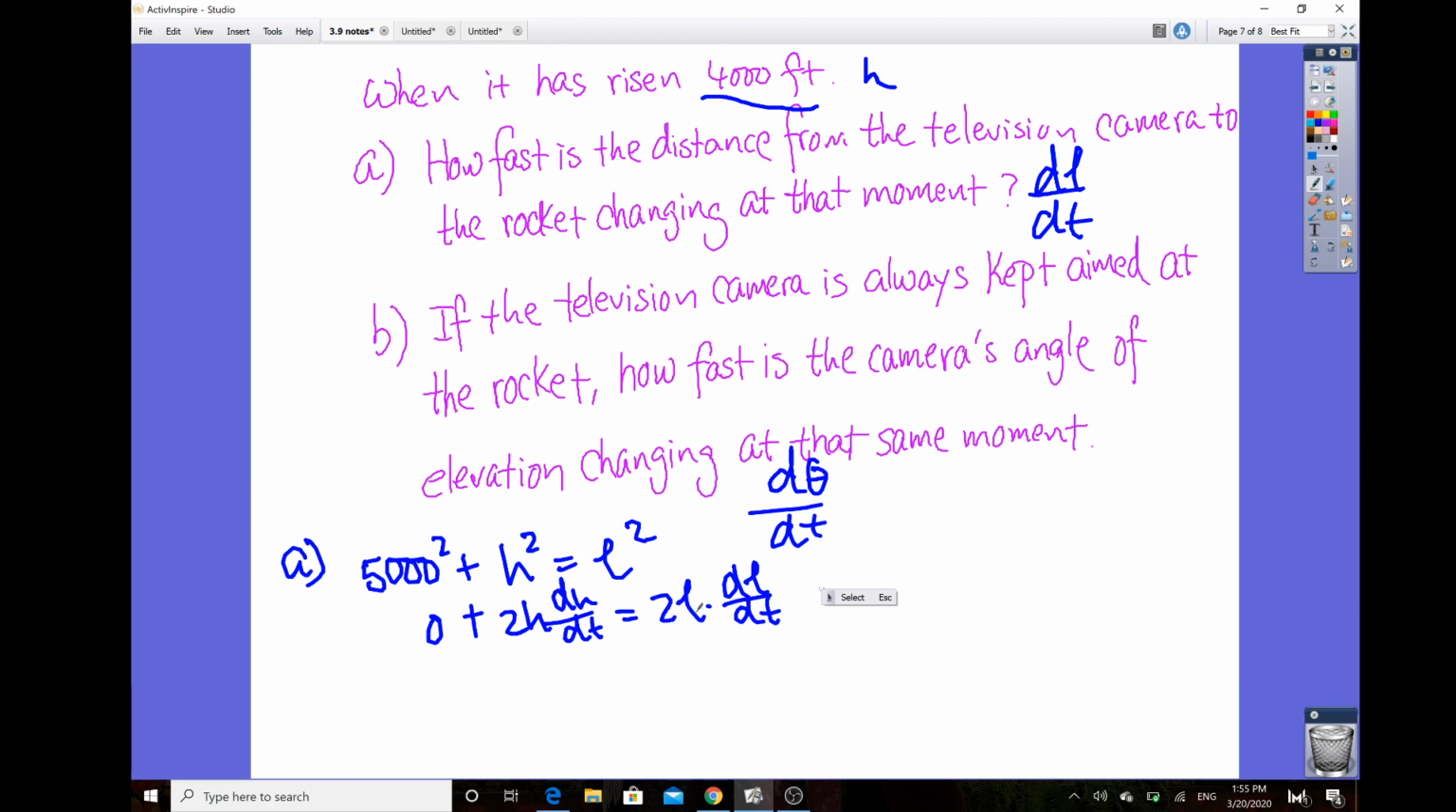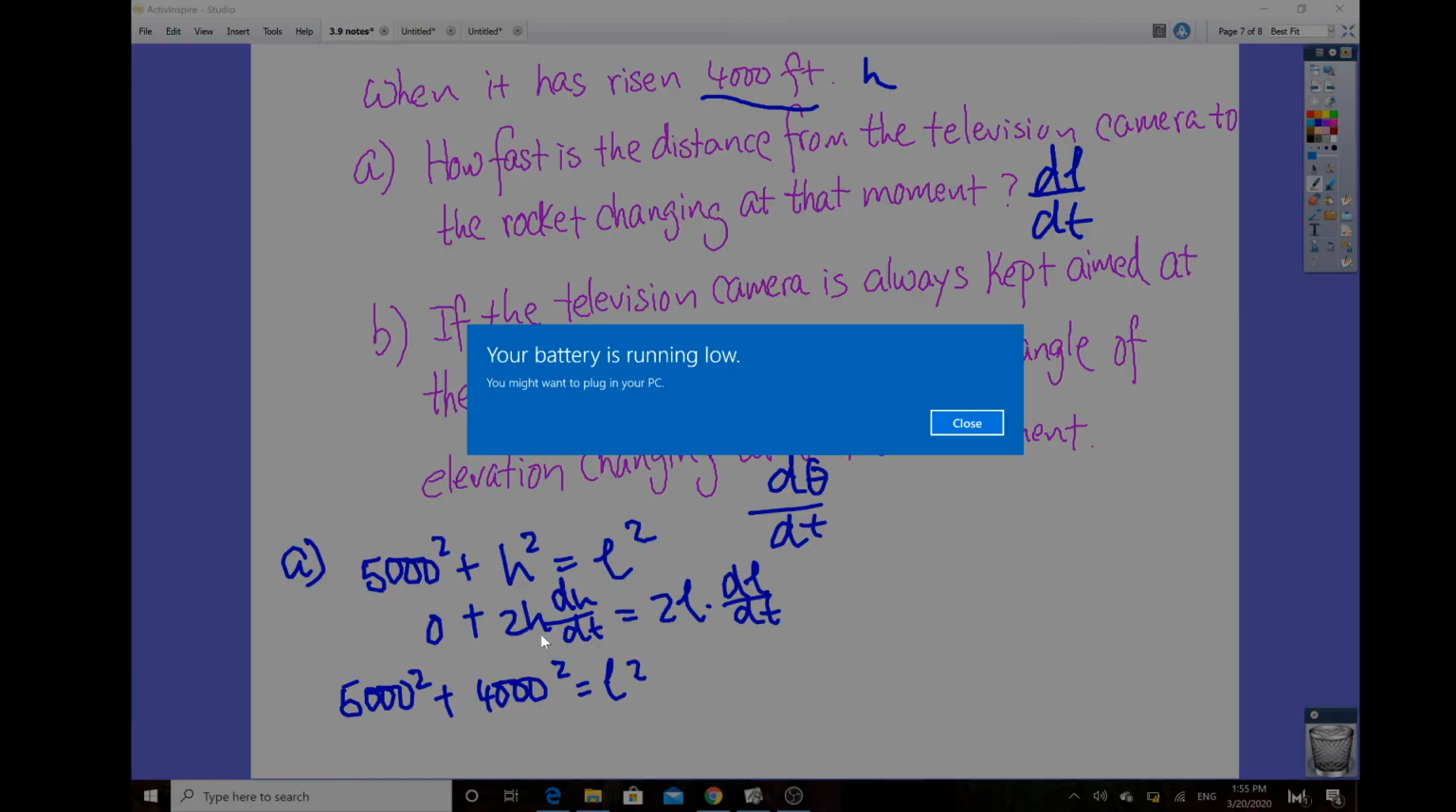And for those of you wondering how to solve for L, we can use the Pythagorean theorem. So it's 5,000 squared plus 4,000 squared, because that's the height of the rocket ship after it has risen 4,000 feet. So once you solve for L, then you just plug in a number. Again, h is already given.